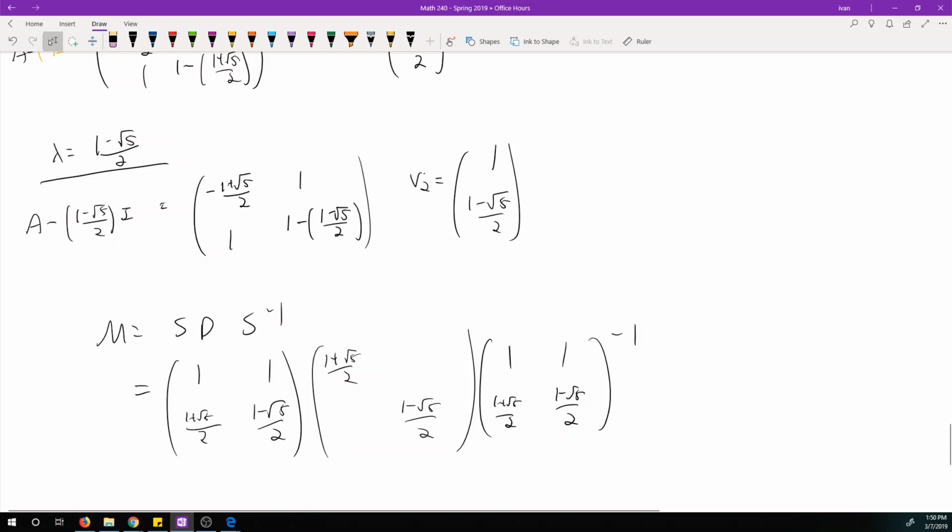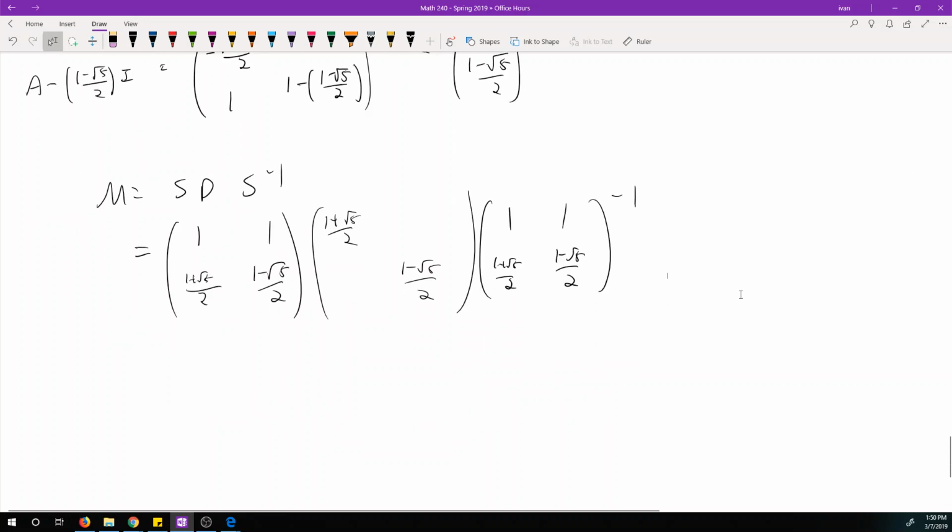Okay, and then what now? So okay, so that's m, right? And then for m to the n, that's equal to S D to the n S inverse, right? So you just have to take this middle matrix right here, and you just got to raise it to the nth power to get m to the n. So that's the first part of part C.